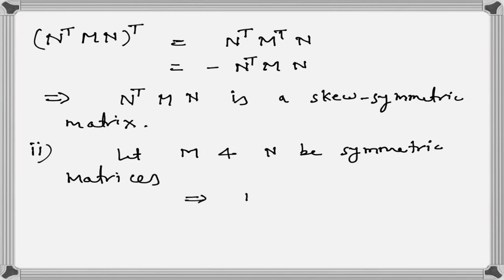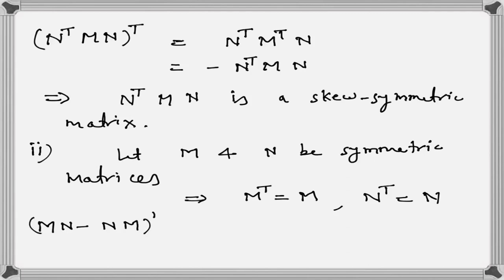This implies M transpose is M and N transpose is N. Okay, so now let's take this matrix MN minus NM and then take the transpose. As we know that (A minus B) transpose is nothing but A transpose minus B transpose, so this is nothing but (MN) transpose minus (NM) transpose. This is nothing but N transpose M transpose.